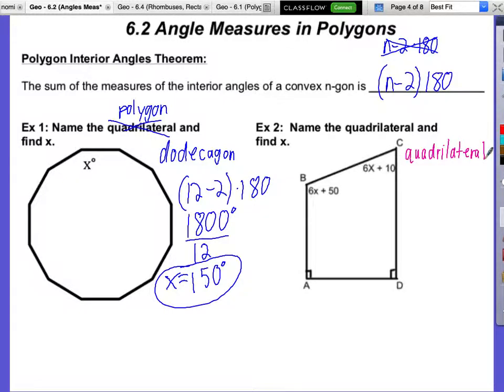Okay, we had to find x last time too, so what's different? Equation. Okay, I see some, we'll call them expressions since they don't have the equal sign, but I get what you're saying. We've got 6x plus 50 and 6x plus 10. We're supposed to find the value of x. So, do we know anything about all 4 of these angles? No.